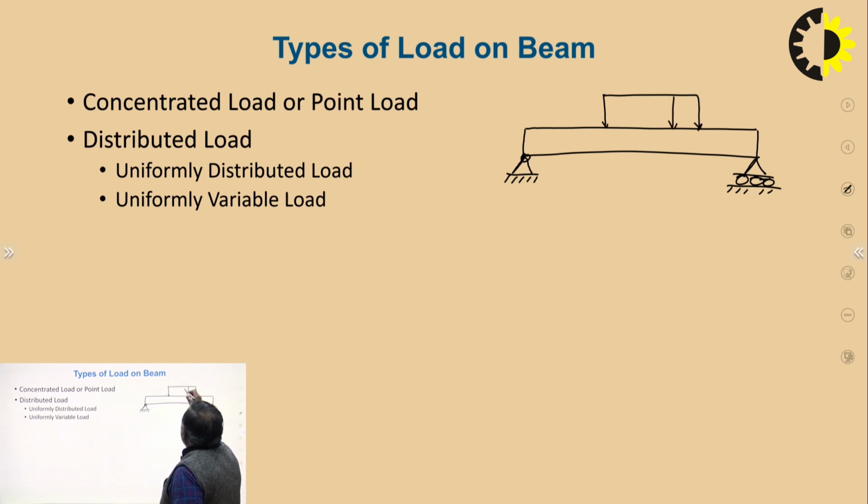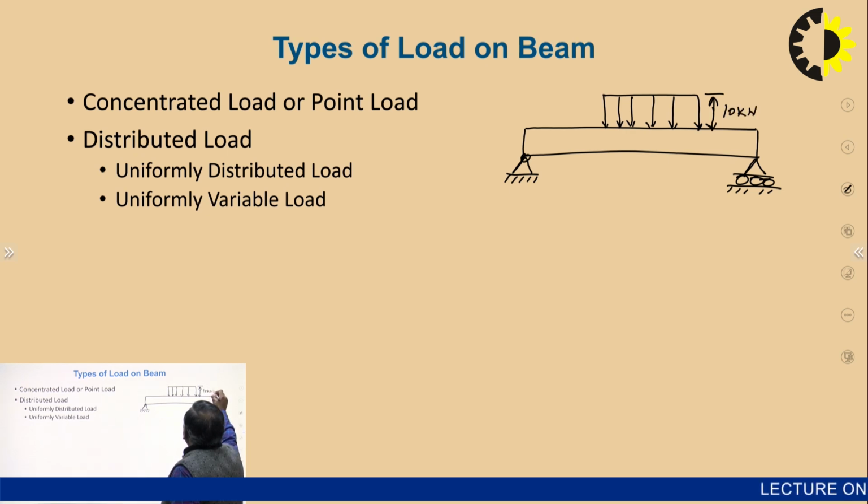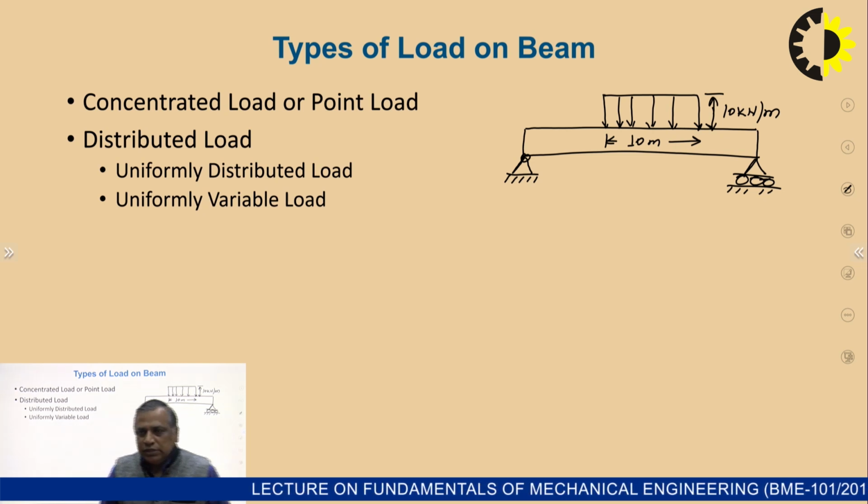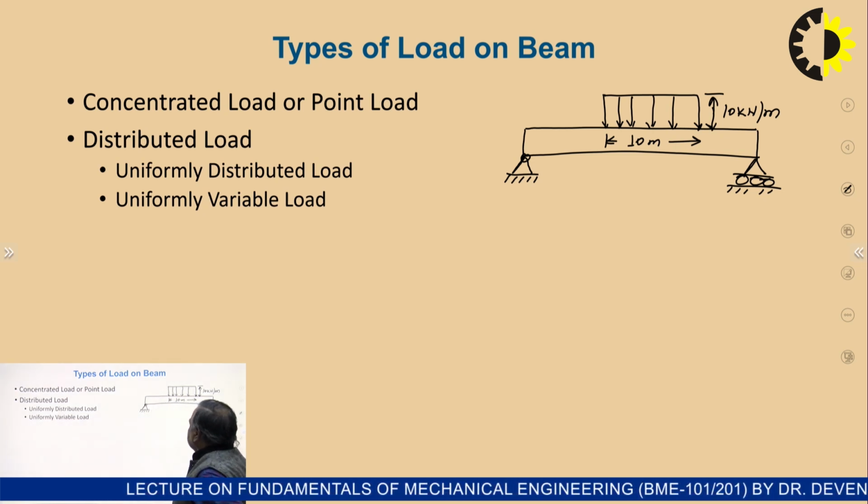The vertical height of these arrows indicates the height or intensity. Suppose it is 10 kilonewton per meter. Span length, for example, 10 meter, maybe 6 meter, maybe 7 meter, whatever it is, but it is having a certain span.